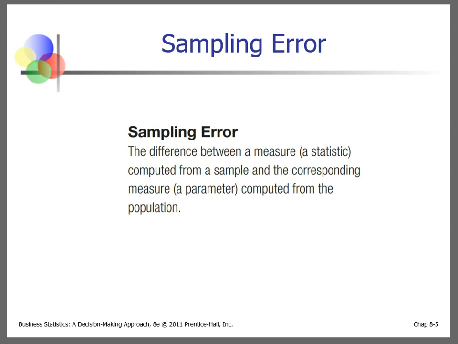Which point estimator the decision maker uses depends on the population characteristic the decision maker wishes to estimate. However, regardless of the population value being estimated, we always expect a sampling error which cannot be eliminated. Sampling error is the difference between a measure computed from a sample and the corresponding measure computed from the population.